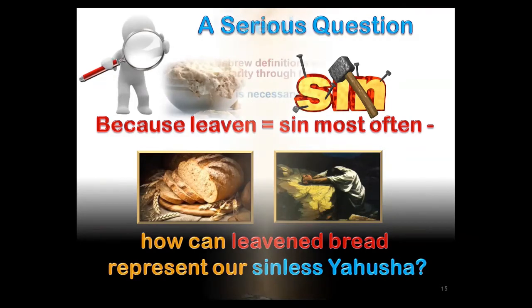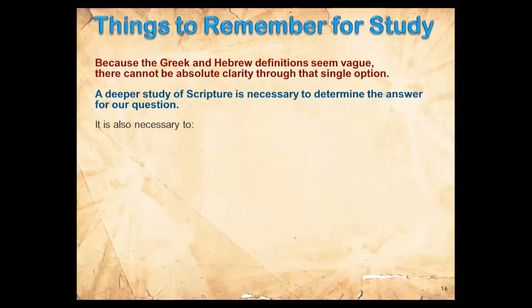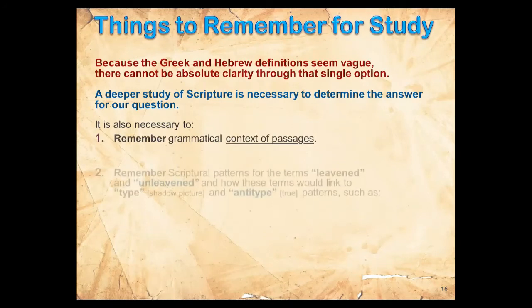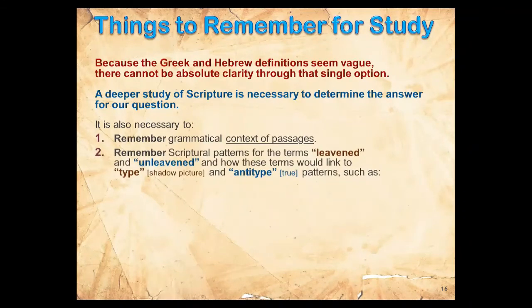Well, there's some things to remember for this study. Because the Greek and the Hebrew definitions seem very vague, there cannot be absolute clarity through that single option of looking at the definitions to figure out what kind of bread there is. A deeper study in the scripture is absolutely necessary to determine the answer to this question. And we have to also remember grammatical context of passages. This is extremely important. Yes, you have to go back to your English grammar days.